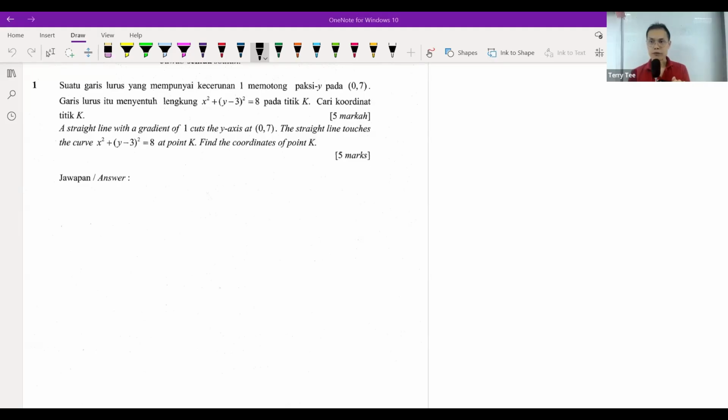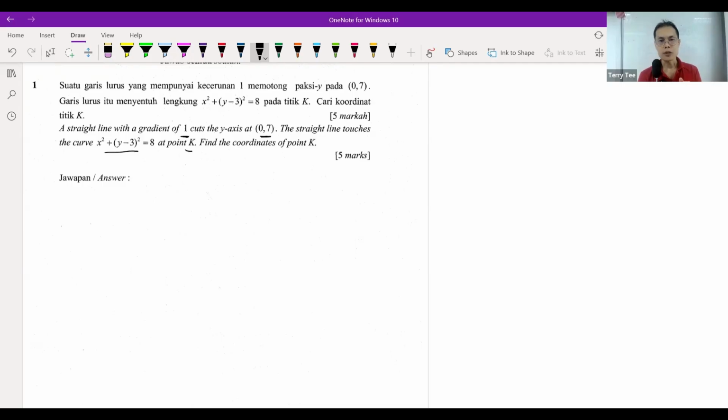Okay, let's begin with the first question. This is from the chapter System Equation from chapter 3. So we have a straight line here that touches the curve. This straight line has gradient of 1. It cuts the y-axis at 0,7. It touches this curve at 1 point. So you're supposed to find a coordinate of point K, right?